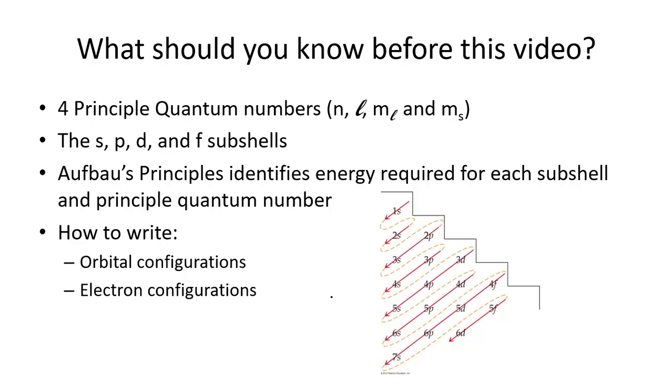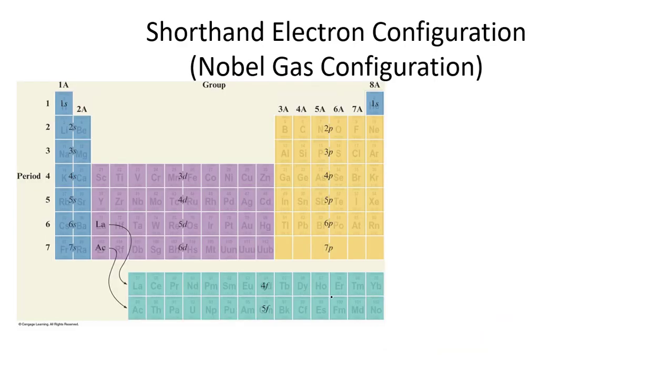You need to know what the four principal quantum numbers are and how they apply to orbital and electron configurations. You need to know about the s, p, d, and f subshells, and then also remember this figure with the stair steps on the bottom right. That is going to teach you about Aufbau's principle, and remember all it is doing is teaching you about energy and the amount of energy that's required for each subshell or principal quantum number. So meaning if you enter an electron into the 3p orbital, you go next into the 4s orbital as opposed to the 3d orbital. So knowing all that beforehand, let's talk about shorthand electron configurations.